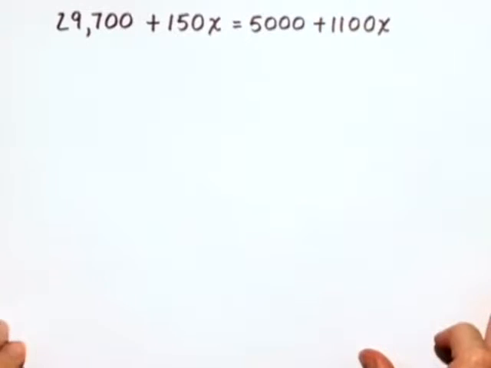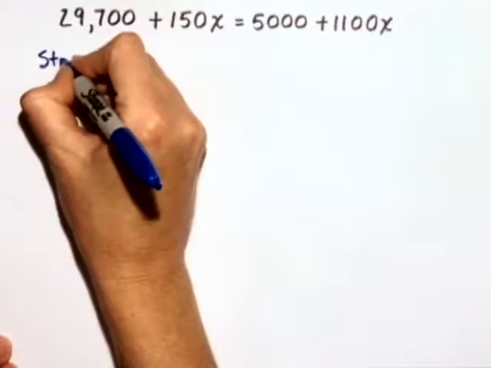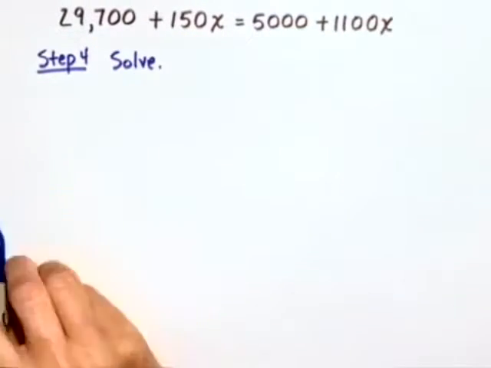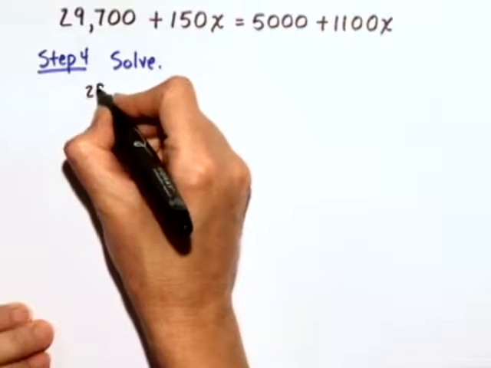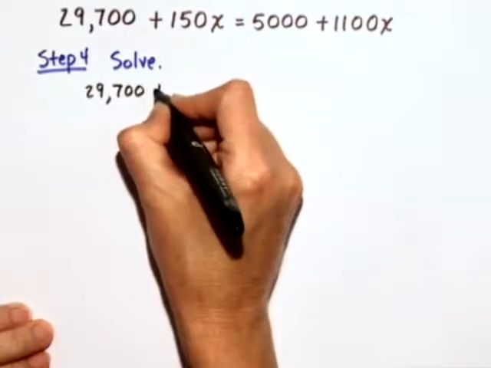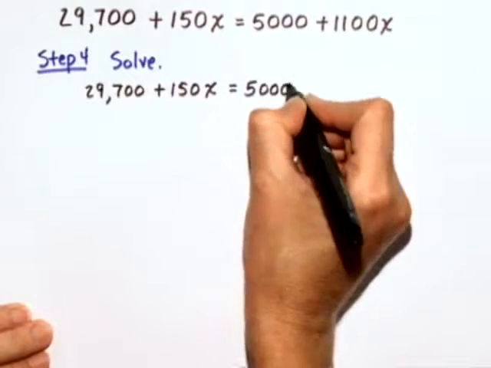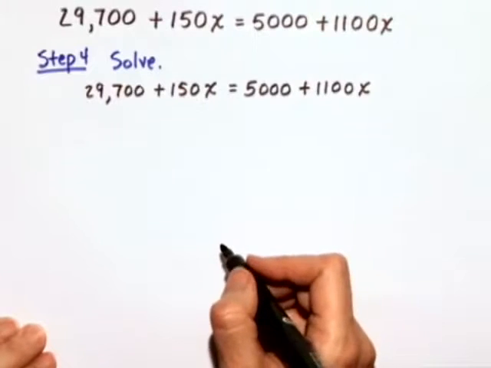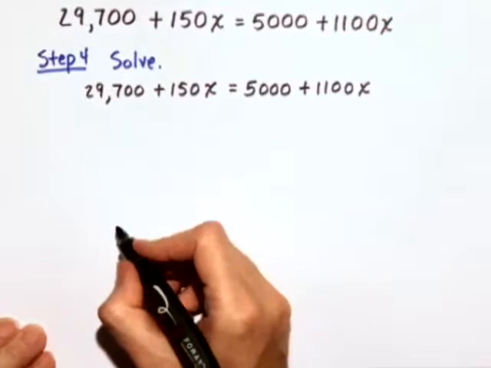So let's start on a new sheet of paper. Here's the equation we just had written down. Now we're ready to start step 4. In step 4, we're going to solve this equation. So I have 29,700 plus 150x equals 5,000 plus 1,100x. In order to solve this, I'm going to move the x's to the right-hand side and move the constant terms to the left-hand side.